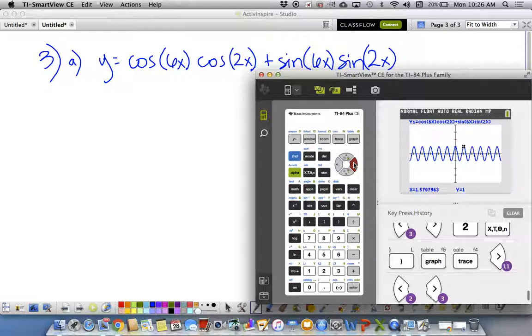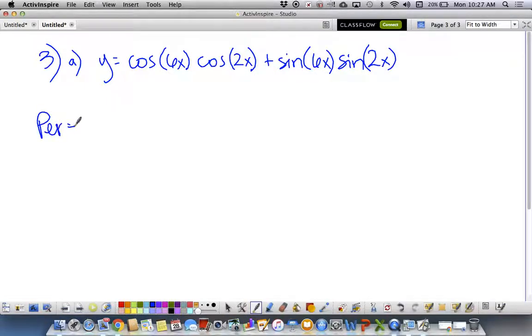What is your B? 4. Did everybody get B as 4? Wait, why? Because your period is pi over 2. Right? Top to top, you told me 1.57 is pi over 2. So the period equals 2 pi over B, and you know the period is pi over 2. So that equals 2 pi over what? Your B equals 4. So this equation is y equals cosine 4x.